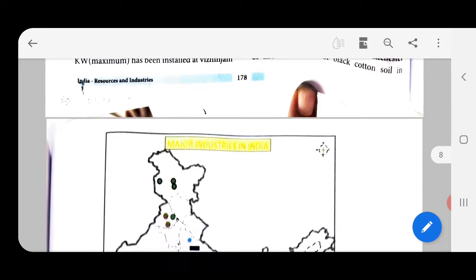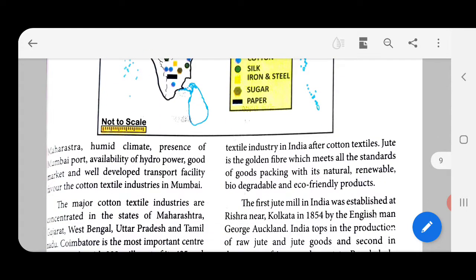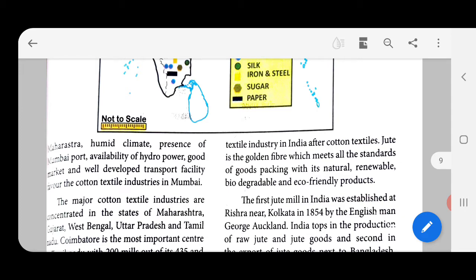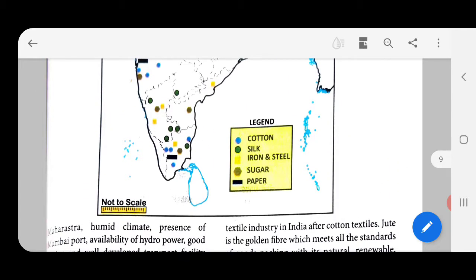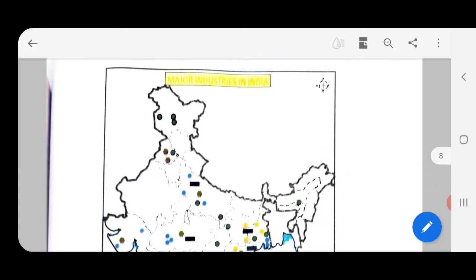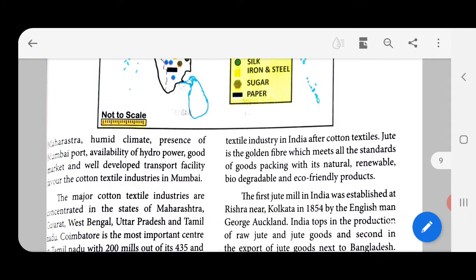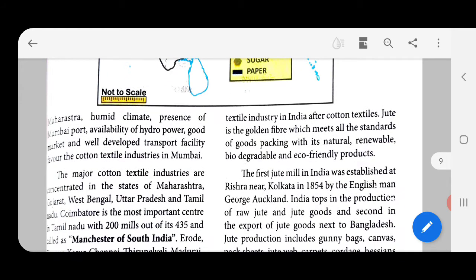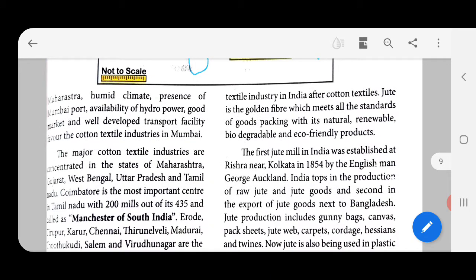Presence of black cotton soil in Maharashtra, humid climate, presence of Mumbai port, availability of hydropower, good market and well developed transport facility favor the cotton textile industries in Mumbai. So why does Mumbai have so much textile industry? There is the black cotton soil, then the humid climate that they have. There is a port in Mumbai and they have availability of hydropower, that is electricity. They have good markets to sell their products and good transport facility.